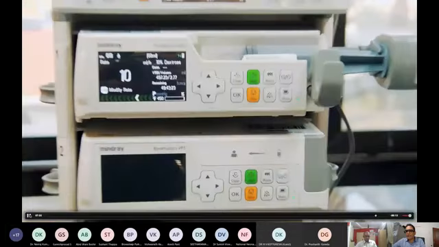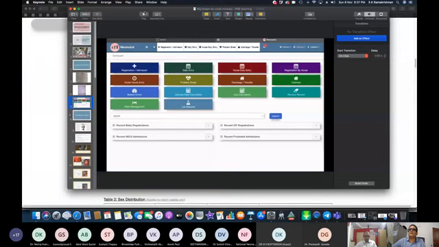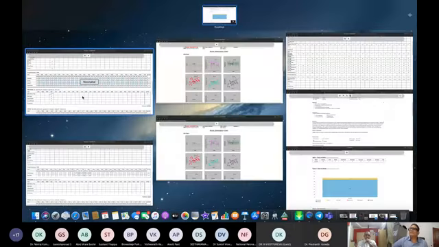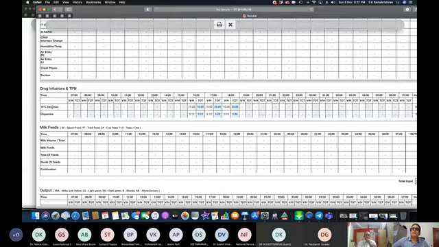Okay, now what I'm going to show next is what happens after we collect the data. After the prescription is done, I can show you different screens. So this is baby Rose, the test baby that I showed you. So I prescribed 10% dextrose.